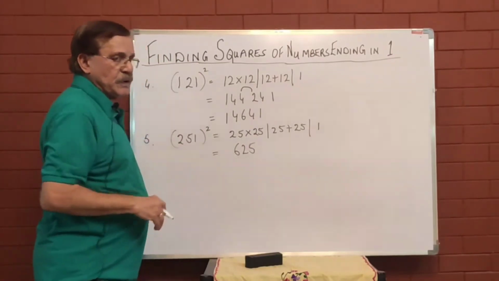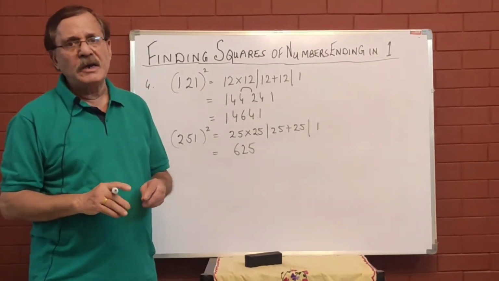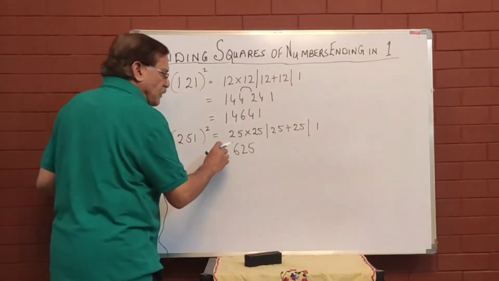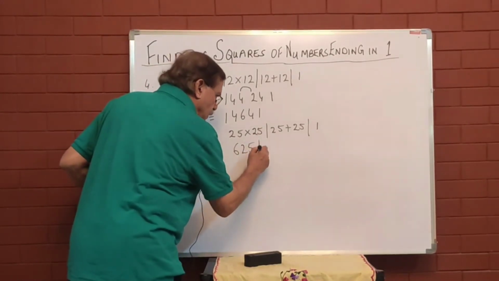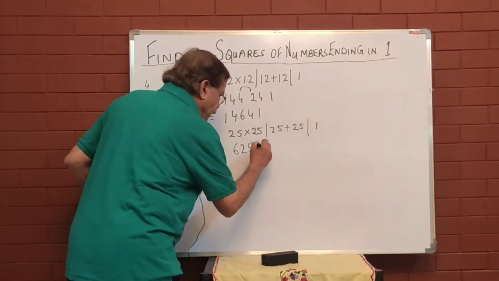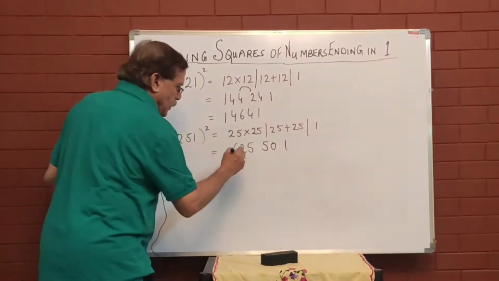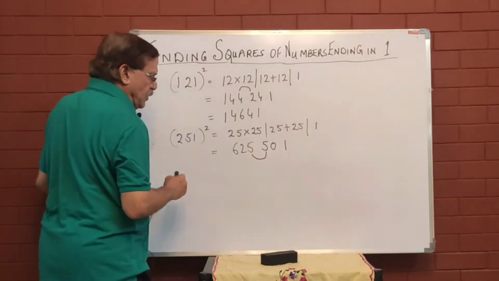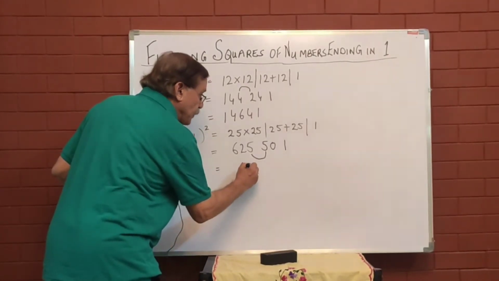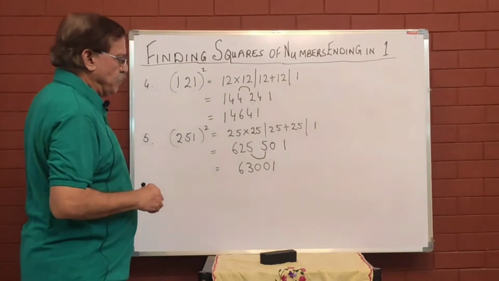Before we go further, let me tell you, if you know the squares of numbers from 1 to 20, your work will become very easy. So 25 multiplied by 25 is 625, and the second part is 25 plus 25, which is 50, and 1. Now this 5 will be added to 625. So 625 plus 5 is 630. This 0 is left over here, and 1.